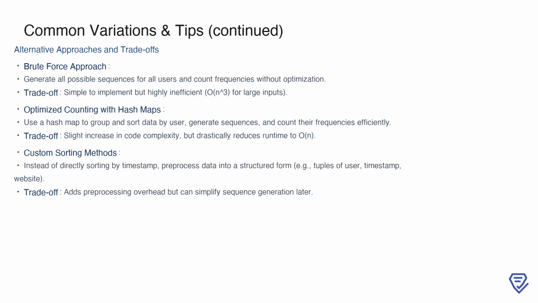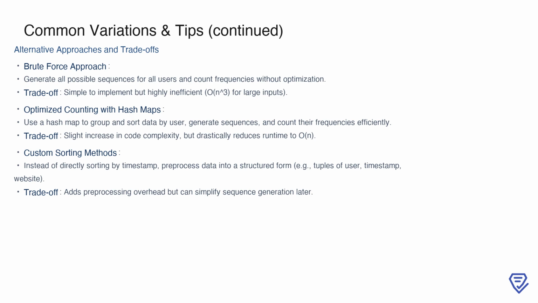A brute force approach is the simplest to implement. It involves generating all possible sequences for every user and counting their frequencies. However, this method is highly inefficient, with a cubic time complexity, making it impractical for large inputs. On the other hand, an optimized approach uses hash maps to group and count sequences more efficiently. By sorting data by user and timestamp, then generating sequences directly, you can significantly reduce runtime to linear or near-linear complexity. The trade-off here is a slight increase in code complexity, but the performance gains are well worth it.